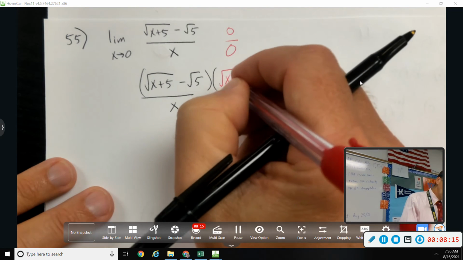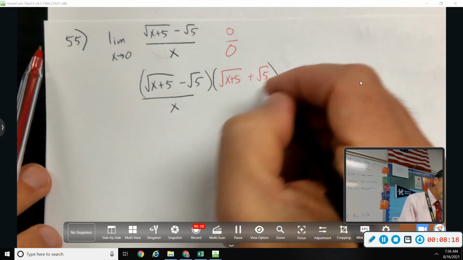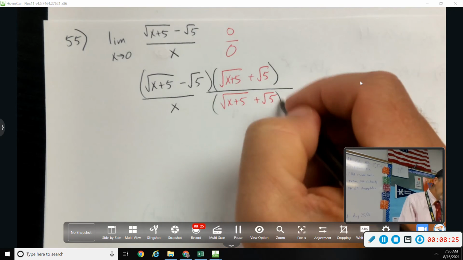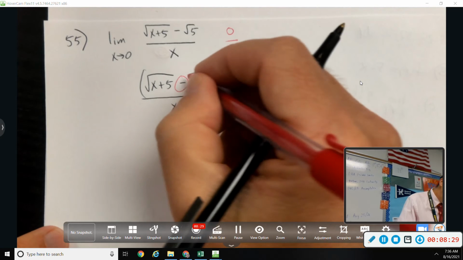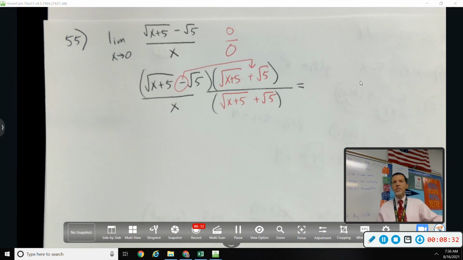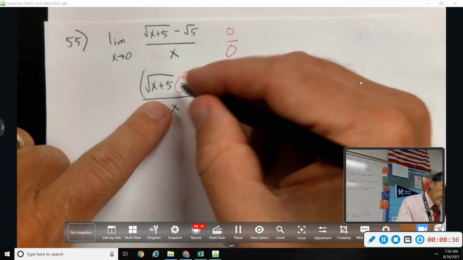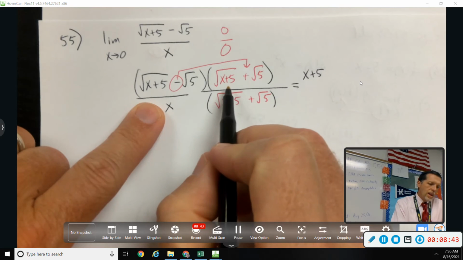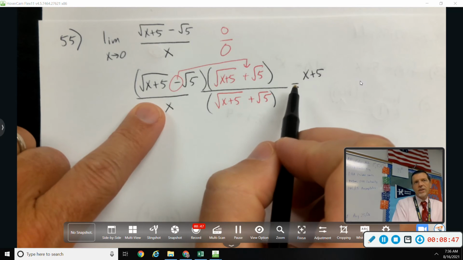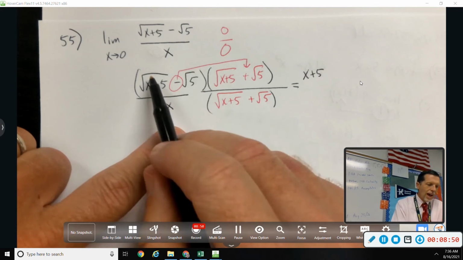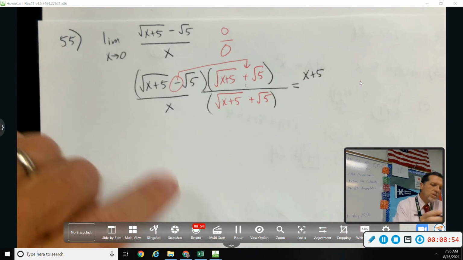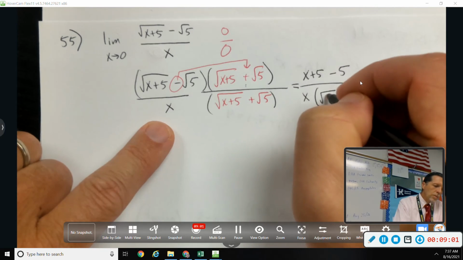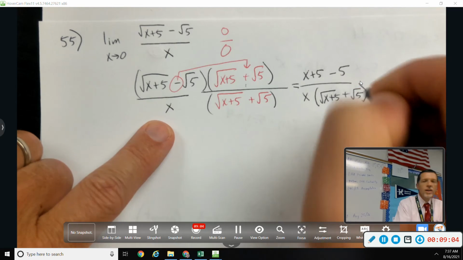So square root of x plus 5 plus square root of 5, top and bottom. We change the middle sign. That's supposed to make the O and the I of FOIL cancel out and make the square roots go away. So root x plus 5 times root x plus 5 is x plus 5. And then I'm not going to write the O and the I terms of FOIL. We've done this enough. I can see that the outside and the inside are the same thing except for the sign, so I'm just going to leave it alone. The last term of FOIL would be minus 5. And then remember, leave the bottom alone. Don't multiply out the bottom because it makes it worse.